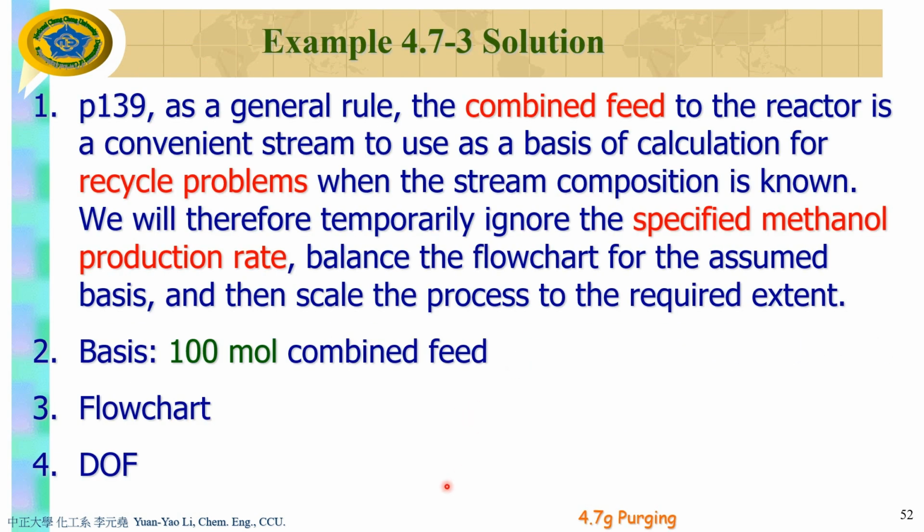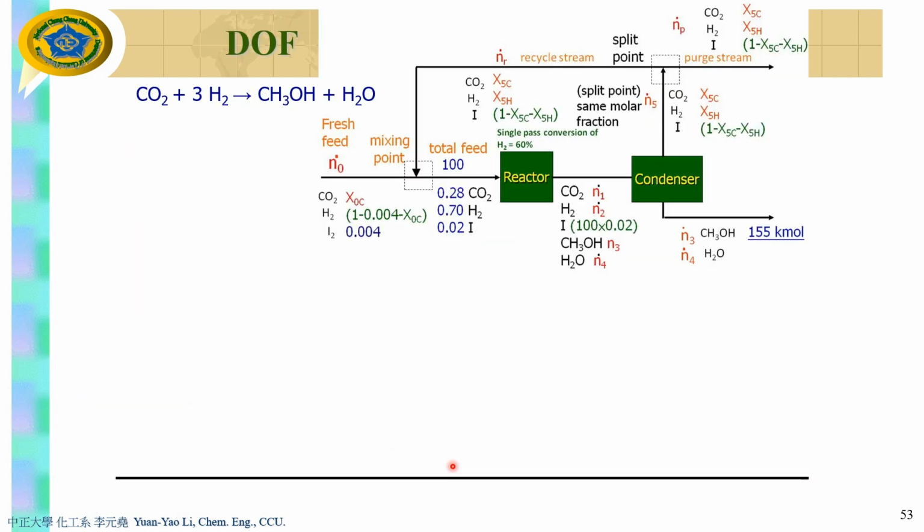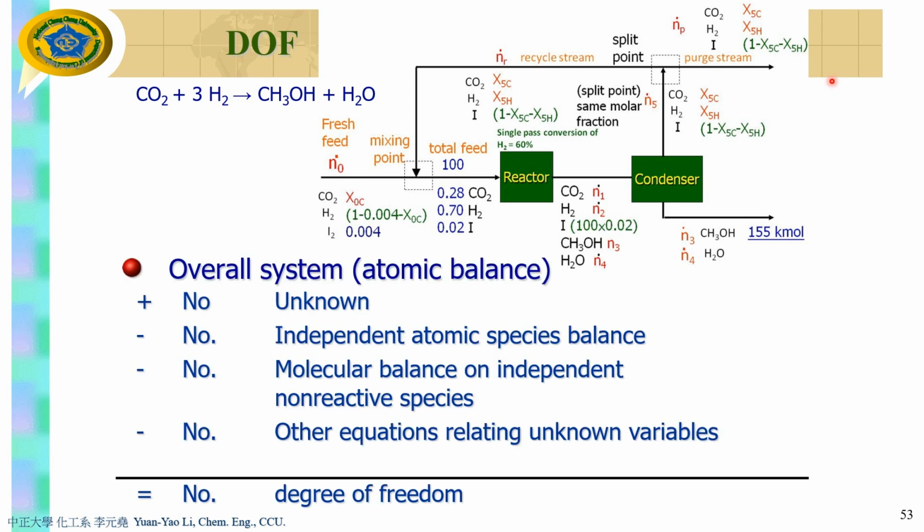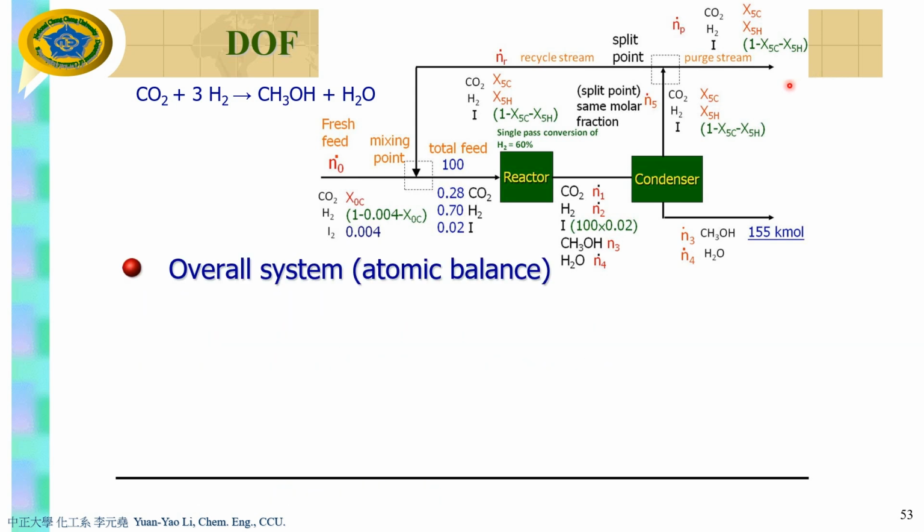So step 2, basis 100 moles combined feed flow chart. You draw the flow chart and you do the DOF. This is the flow chart we did, and we give all the numbers and mark all the unknowns in this process. Again, let's do DOF in a logical way. DOF first, overall system.